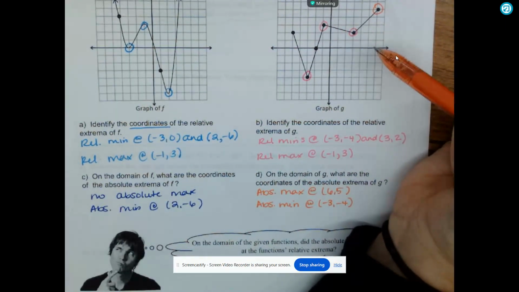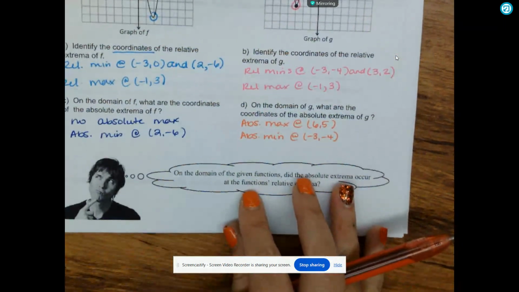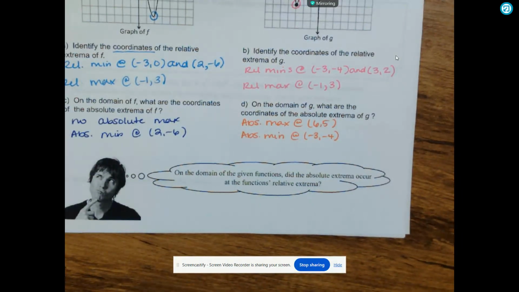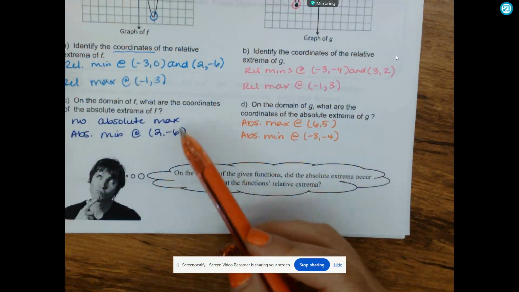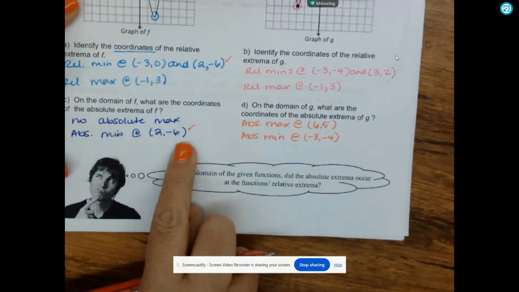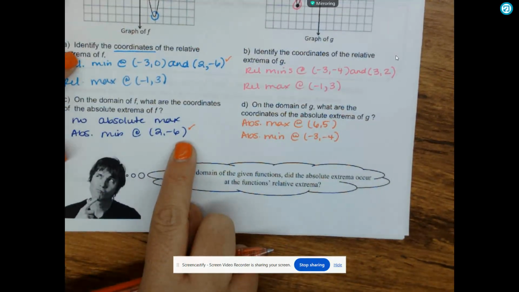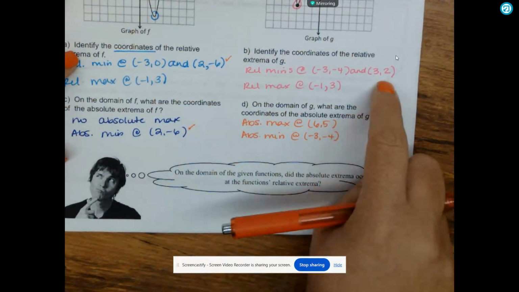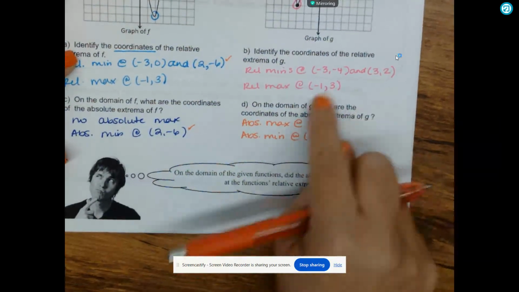Does everybody follow there? Okay, all right, so on the domain of the given functions, did the absolute extrema occur at the function's relative extrema? All right, well, let's look. Our absolute extrema here, our min. Okay, well, it worked here, right? Our absolute min was our relative min. Okay, but over here, our absolute max was not one of our relative extrema.